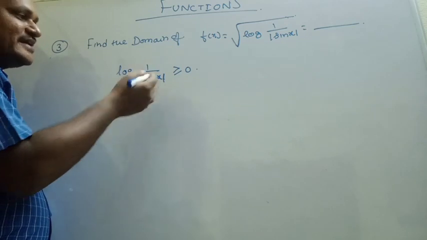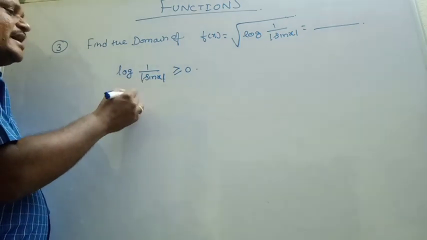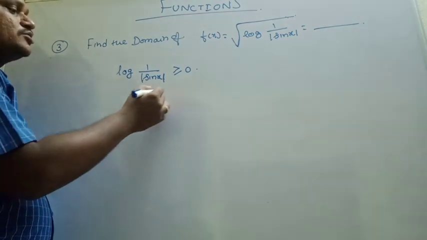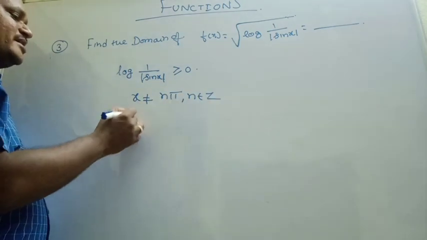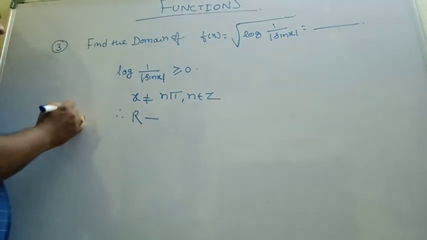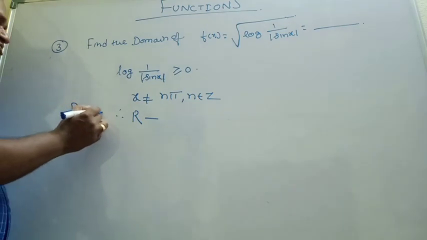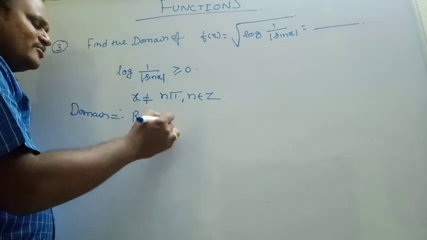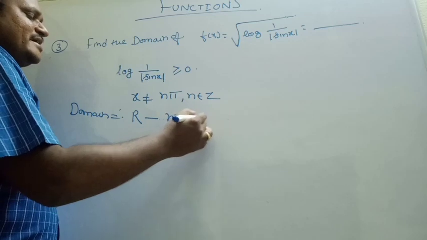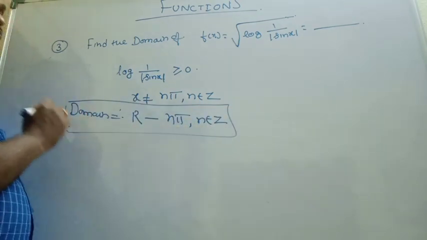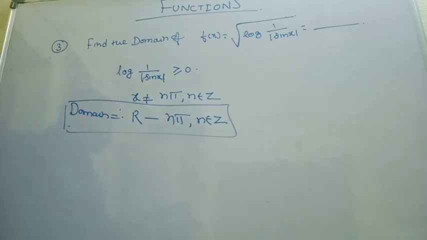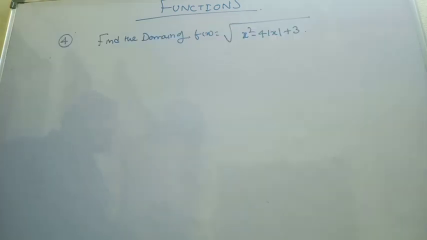Therefore where sin x is not 0, x should not be equal to n pi, where n belongs to Z. Therefore the domain of this function is nothing but R minus n pi, where n belongs to Z, like this. Here now we have the fourth problem.